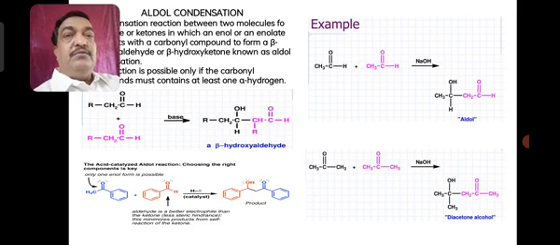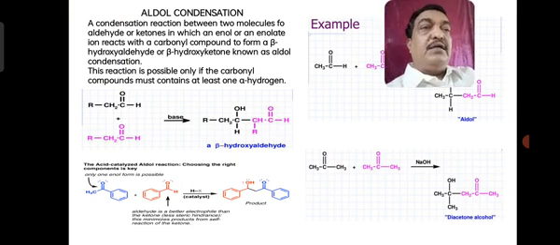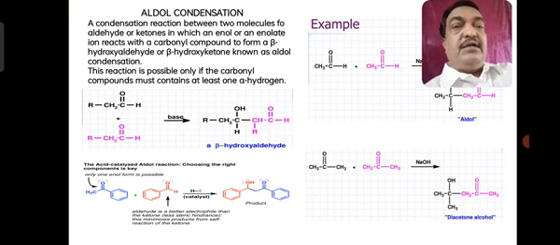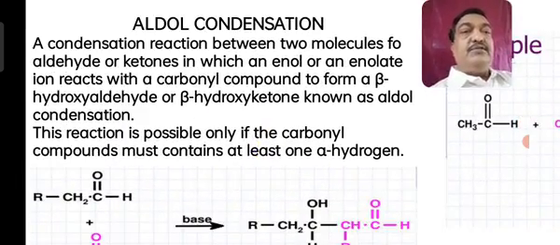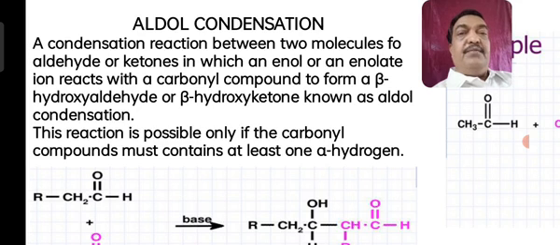Right now I directly move on to aldol condensation. So what is this aldol condensation? Let us see with a certain example. A condensation between two molecules of aldehyde or ketone in which an enol or an enolate ion reacts with the carbonyl compound to form an alpha beta hydroxyaldehyde or beta hydroxy ketone. So the product is known as aldol and the reaction is known as aldol condensation.